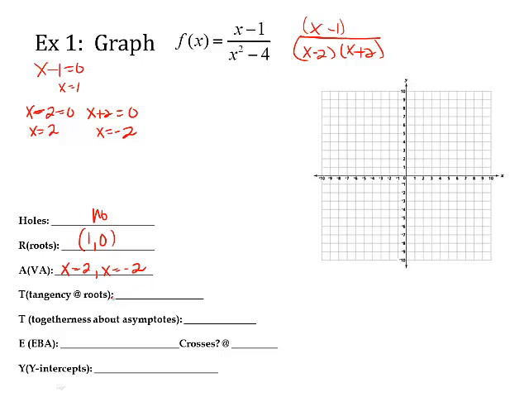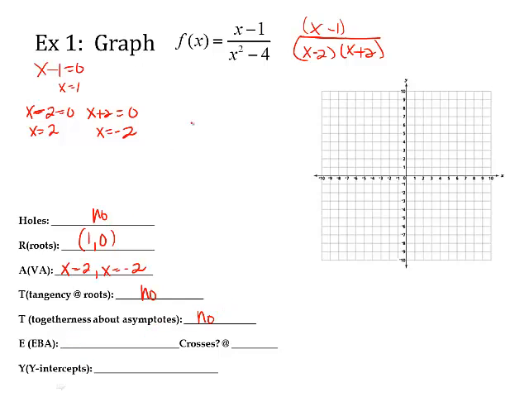Tangency at the roots. Okay, so I look in the numerator. Do I have any factors repeated in the numerator? No. So nothing's bouncing off the x-axis. Togetherness about the asymptotes. I look in the denominator. Do I have any factors repeated in the denominator? No. This is x minus 2. This is x plus 2. They're different. They're not the same. So there is no togetherness.